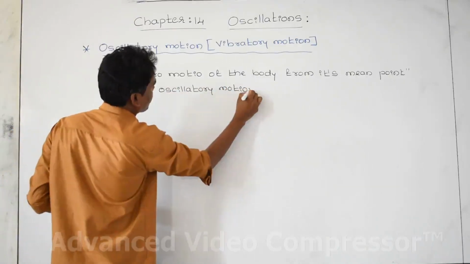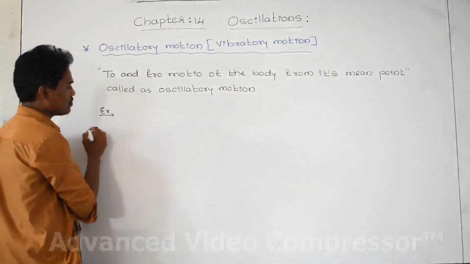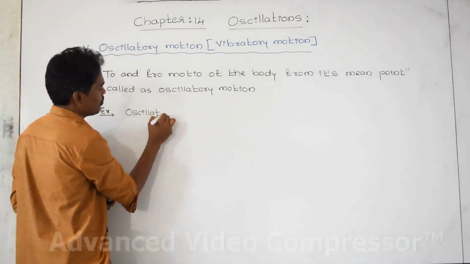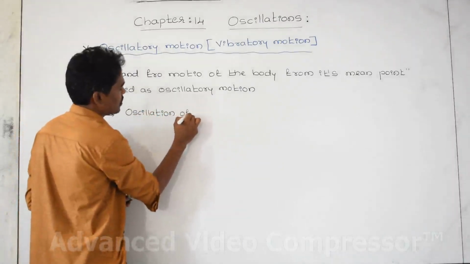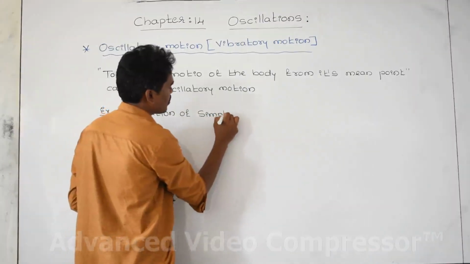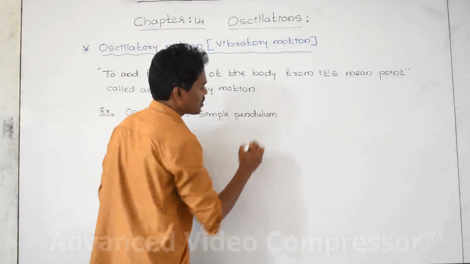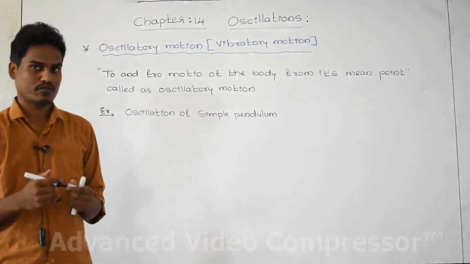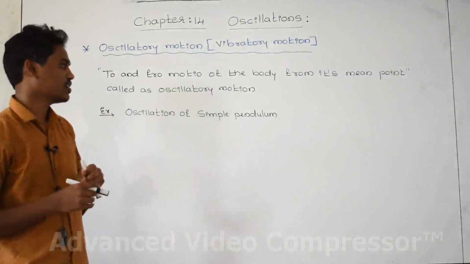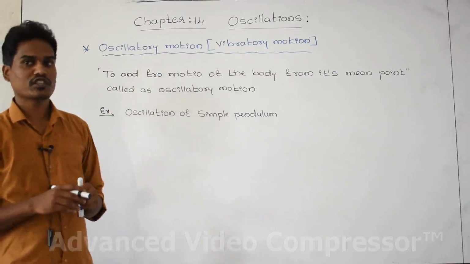What is the example? The first example, that is oscillation of a simple pendulum, and you already studied about the simple pendulum. The simple pendulum is an example for periodic motion. You studied that an example for periodic motion is oscillation of a simple pendulum, and for oscillatory motion also a simple pendulum motion is a best example.